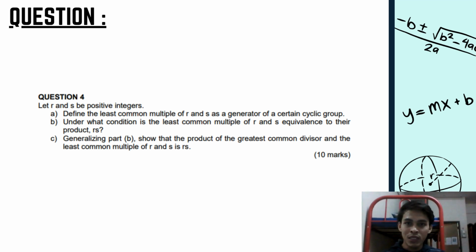Generalizing part B, show that the product of the greatest common divisor and the least common multiple of R and S is RS.